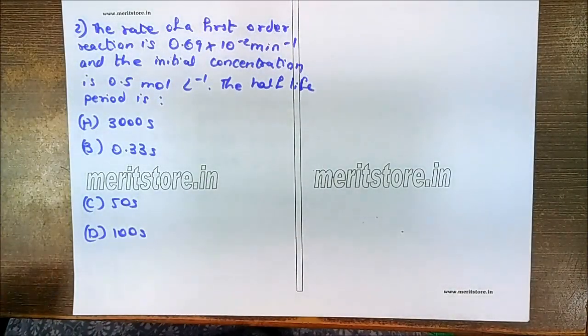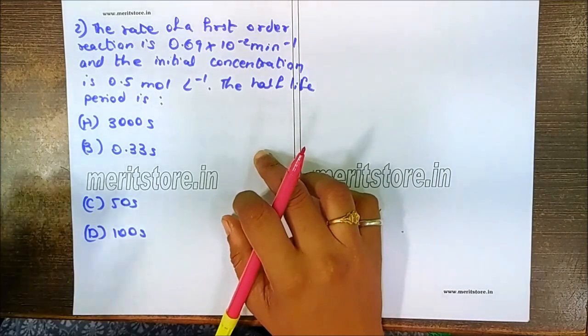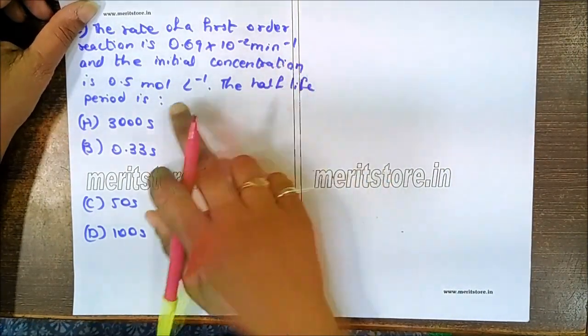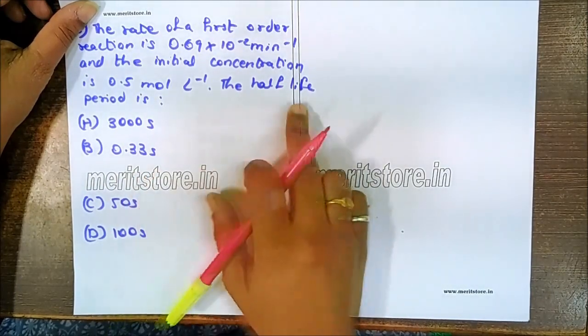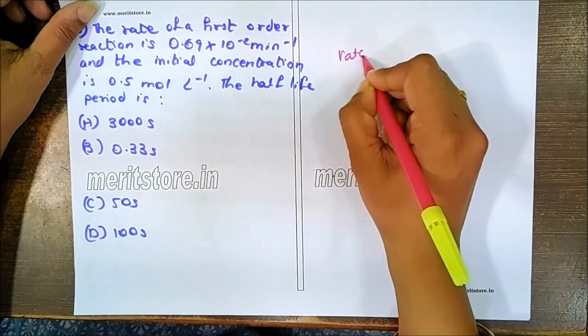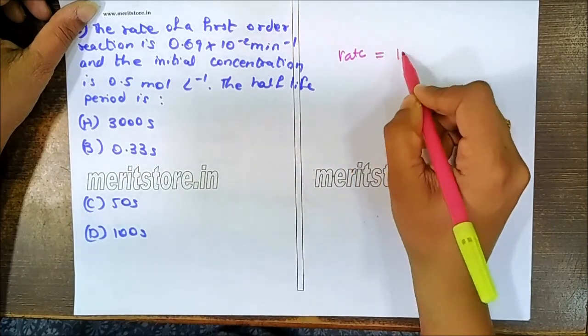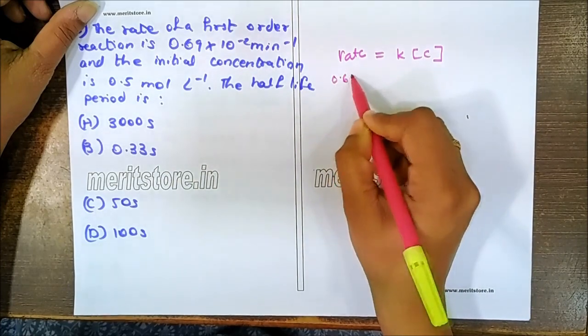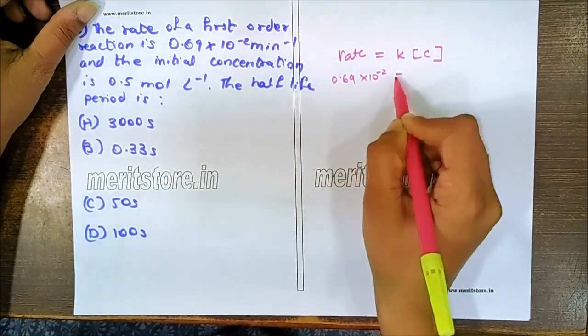Next question is the rate of the first order reaction is 0.69 into 10 raised to minus 2 per minute, and its initial concentration is given. We have to find the half-life period. Now the rate of reaction, since it is first order, is equal to K into the concentration. The rate given is 0.69 into 10 raised to minus 2.